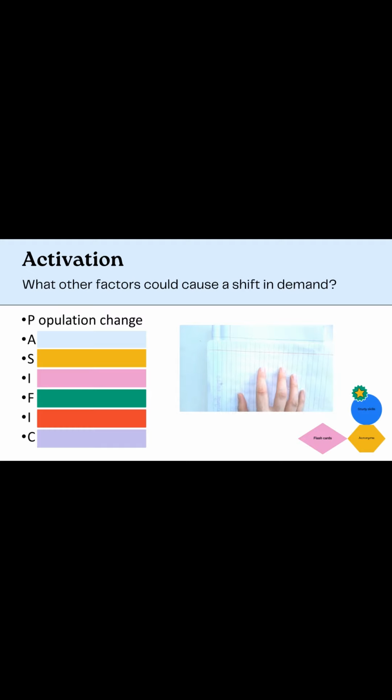P stands for population change. If there's an increase in population, there would be an increase in consumers and we'd see an increase in demand. A is for advertisement. If there's a change in advertisement, whereby we increase the quantity or quality of adverts, we would see an increase in demand.